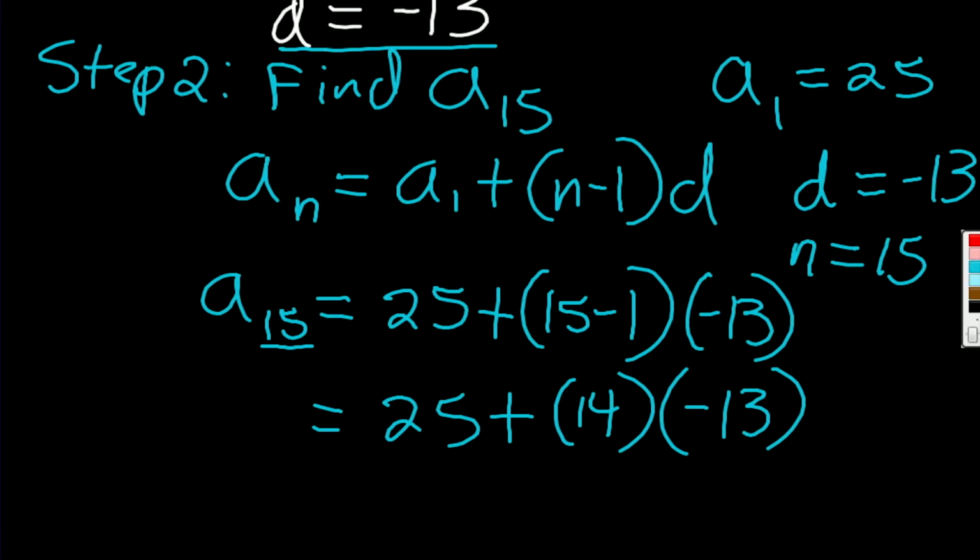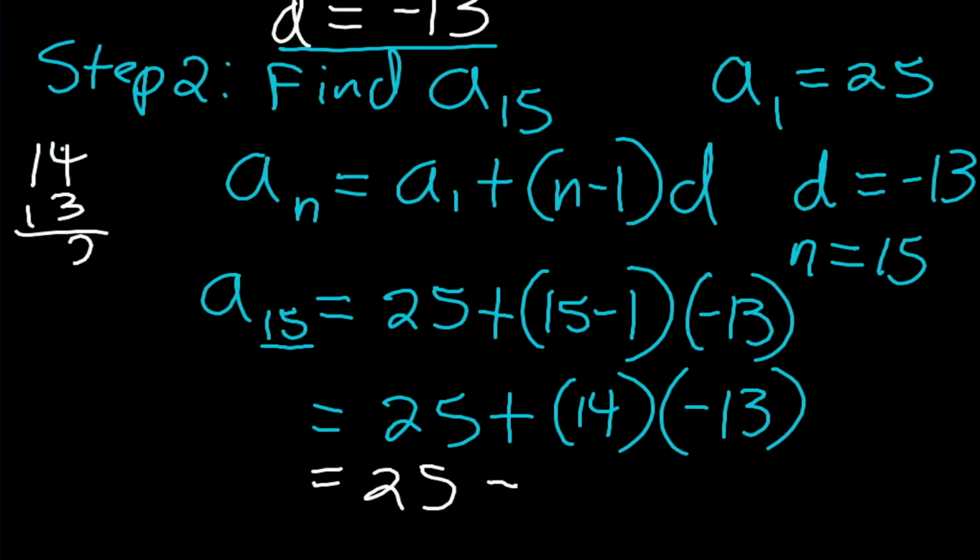If you have a calculator there, you can use your calculator if you'd like. Well, I know the answer is going to be 25, and I know this is going to be negative because a positive times a negative is going to give me a negative. So now let's multiply 14 times 13.